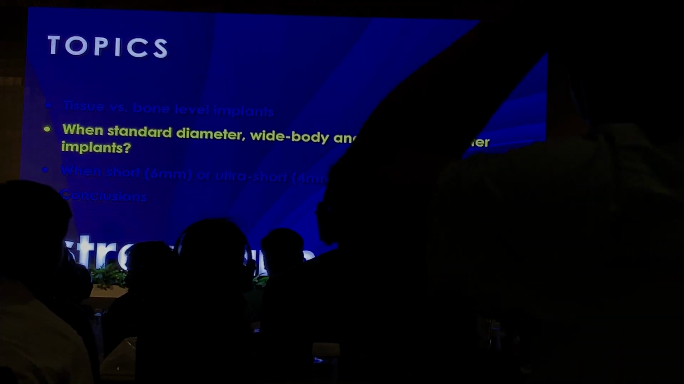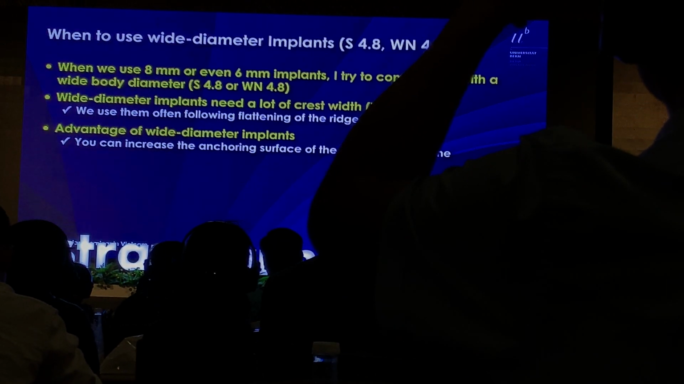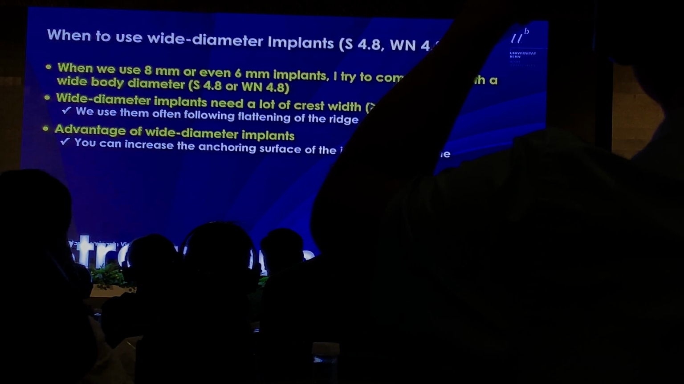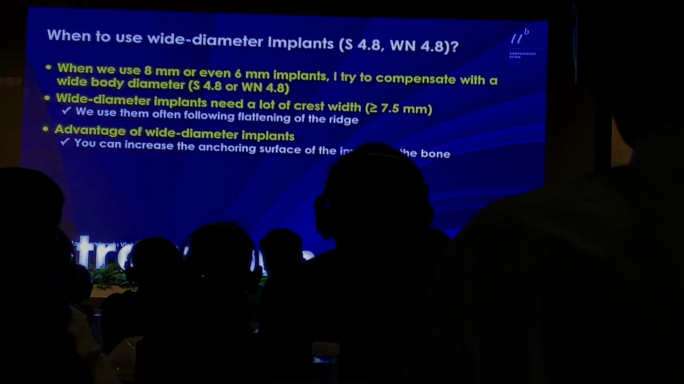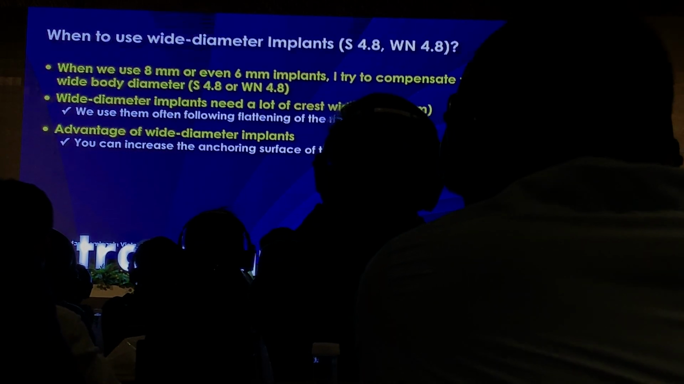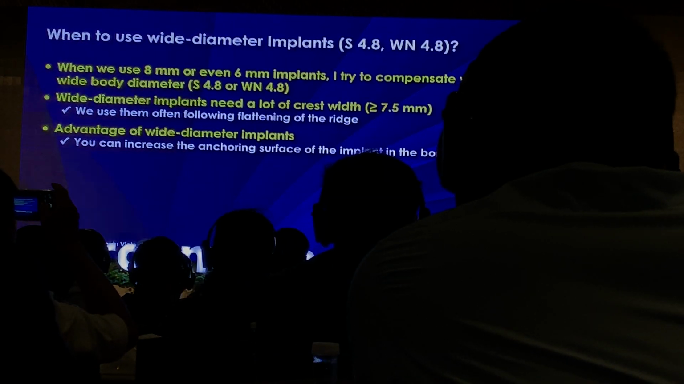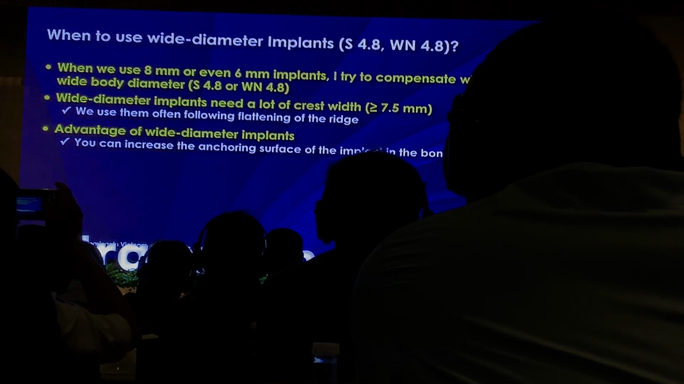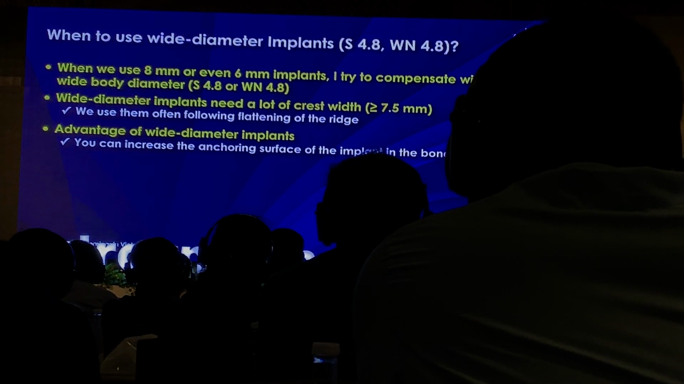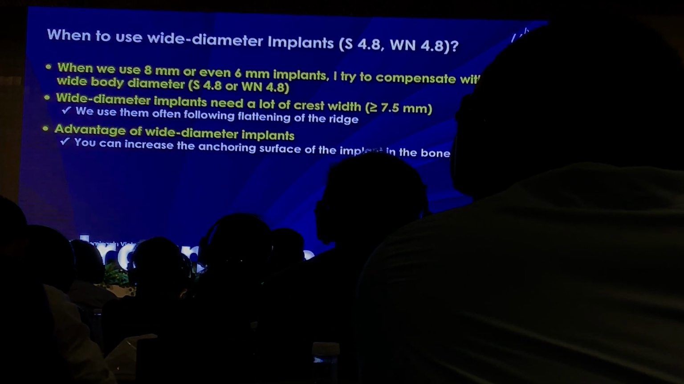Okay, standard diameter, wide body and narrow diameter. The wide body diameter is used when we have to use shorter implants. So when you have implant sites in the posterior mandible, in the posterior maxilla, often the height is reduced, but then the width is increased. So when we have a reduced height, I always check how is the width of the crest. Is it 7-8 millimeters? These are mainly first molar sites.